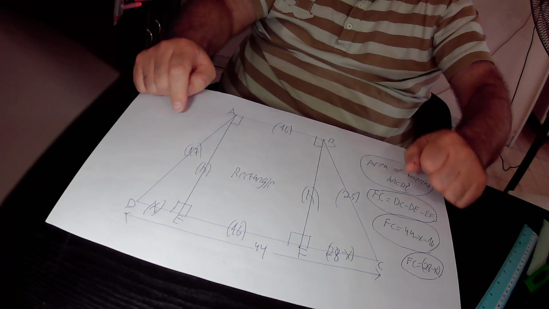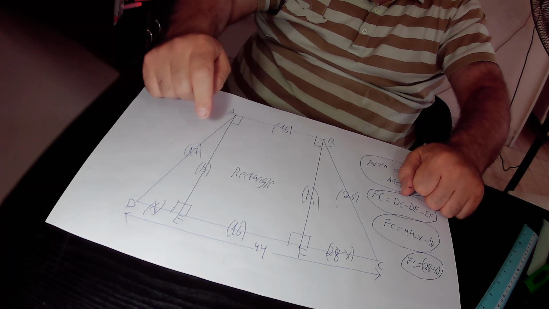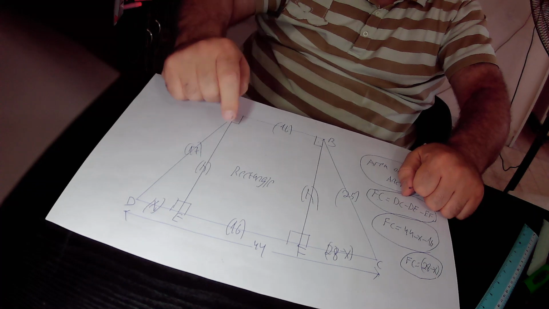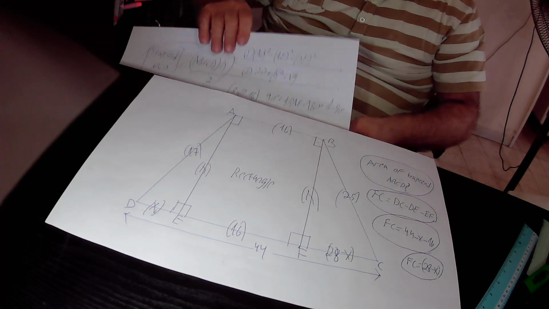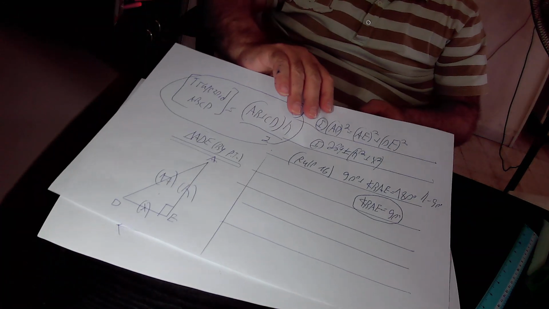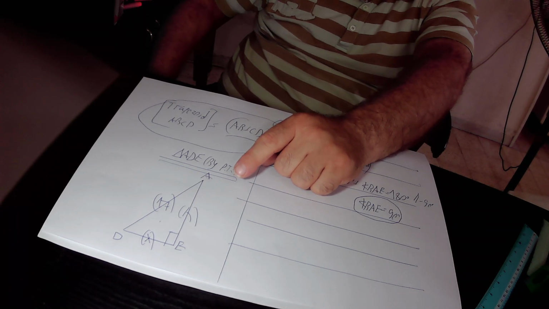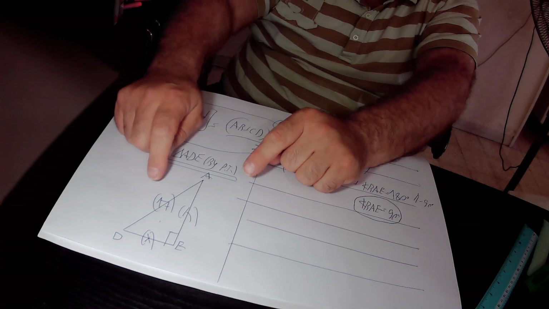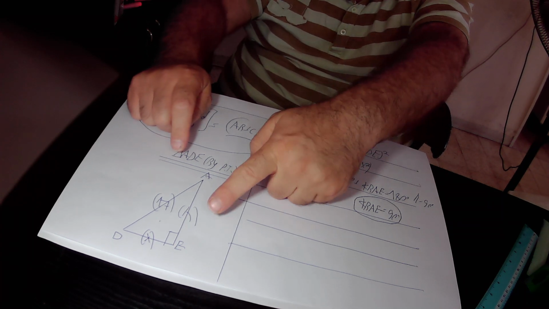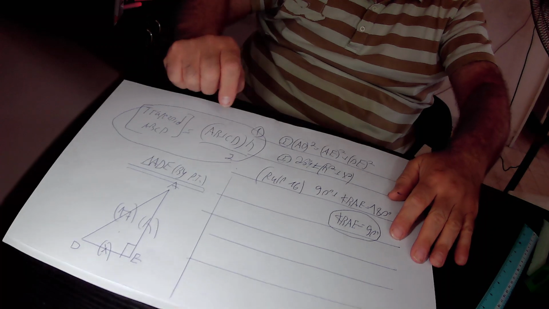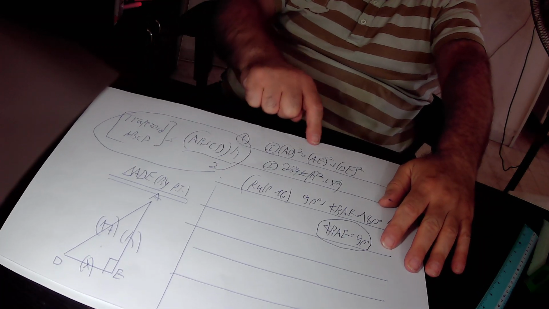In the next step, I copied the right triangle ADE in a new page and implemented the Pythagoras theorem with this right triangle ADE. This is the right triangle ADE that I copied from the original drawing. According to the Pythagoras theorem, in this right triangle ADE, AD squared, that is the square of the hypotenuse, is equal to AE squared plus DE squared. Again, AD squared equals AE squared plus DE squared.